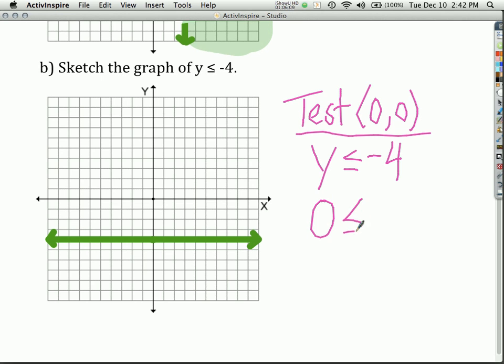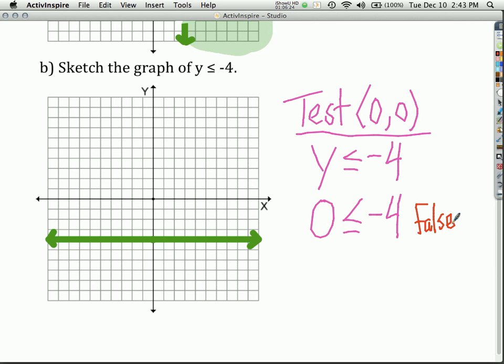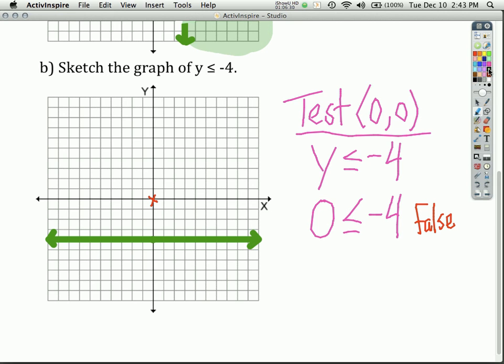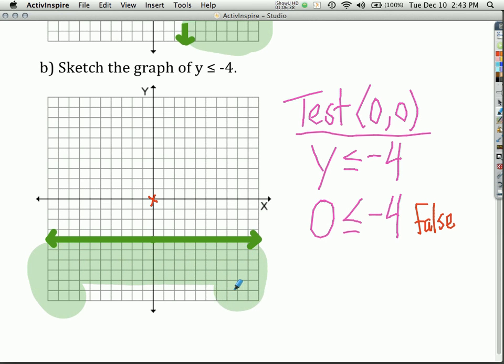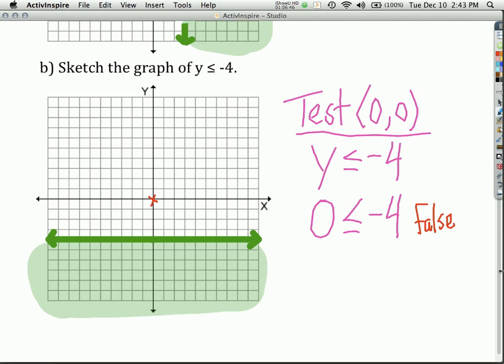So 0 is less than or equal to -4. Is that a true statement or a false statement? Give me a thumbs up if you think that's true. Nobody thinks it's true? Good, because it's false. Which means that 0, 0 is not a solution, and so we need to shade the other direction. So we're going to shade all down here. Does anyone have any questions about how we graph either of these?